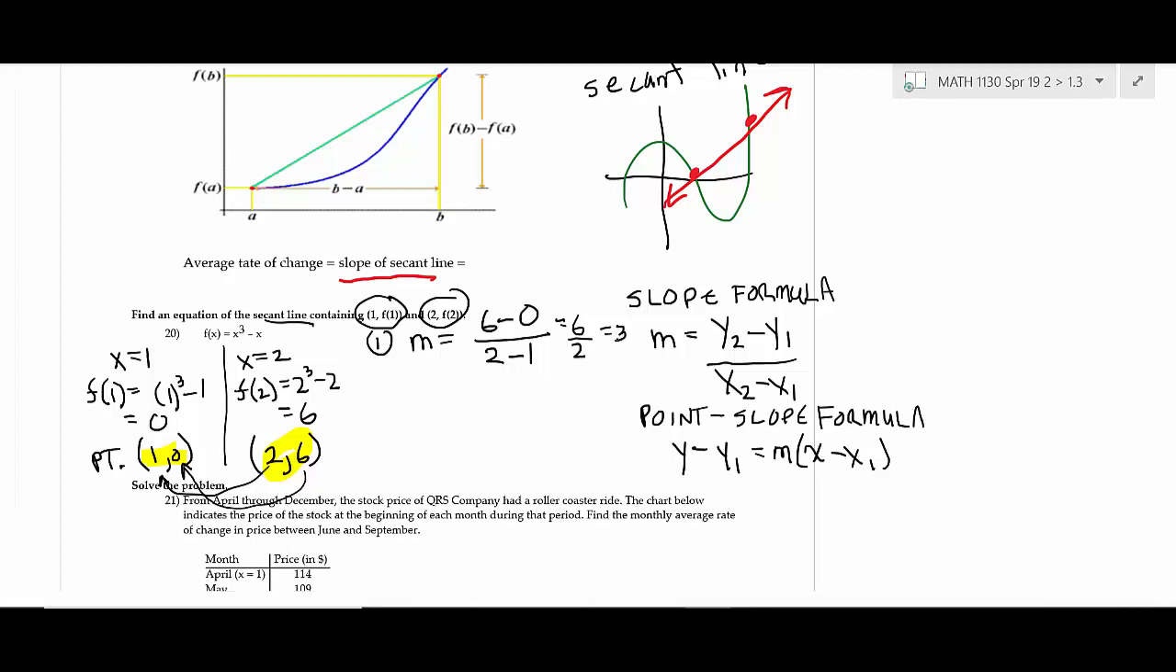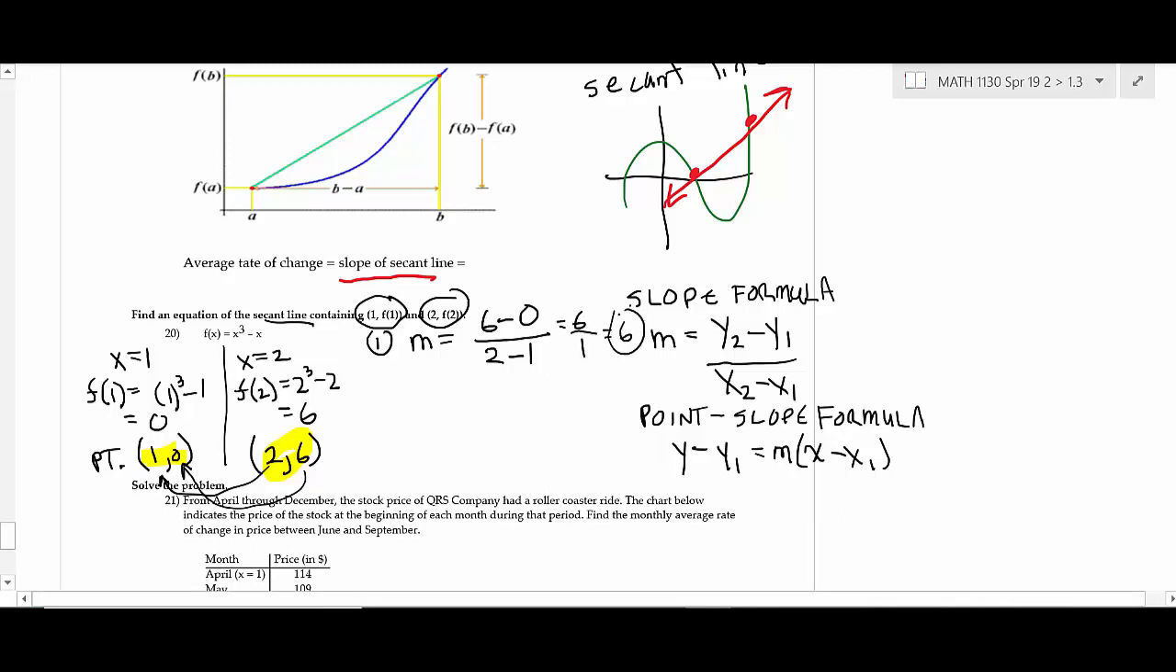What's that? Did I do something wrong? Oh, 2 minus 1 would be what? 1. Okay, I do stuff like that sometimes. So the average rate of change would be 6. All right, thank you. So that would be 6 over 1. So that average rate of change is 6.